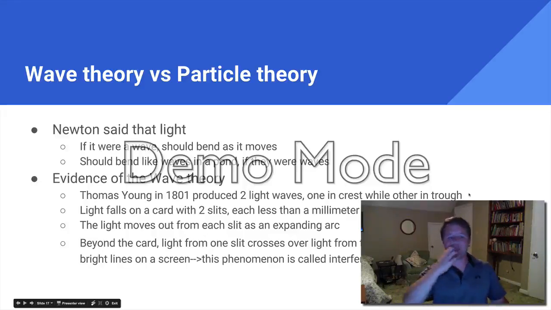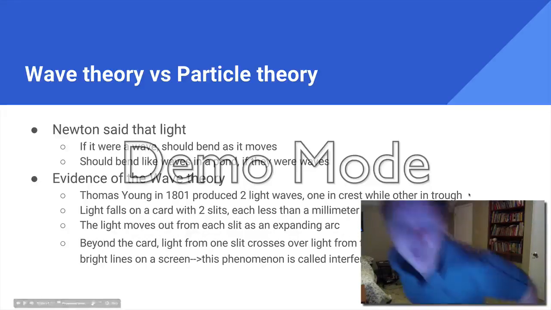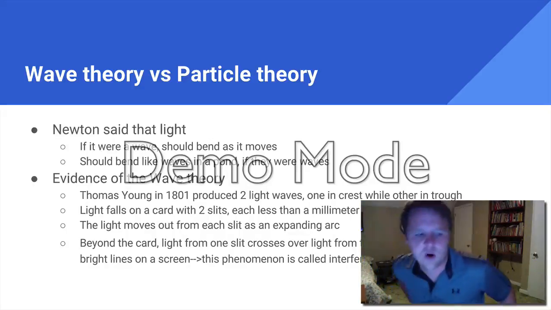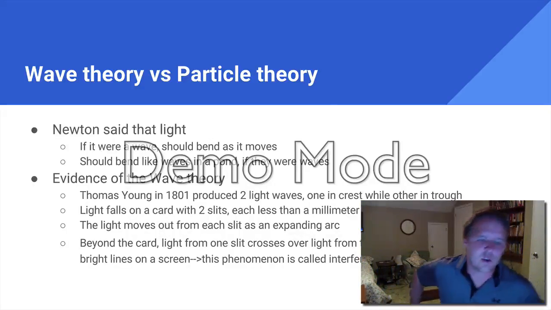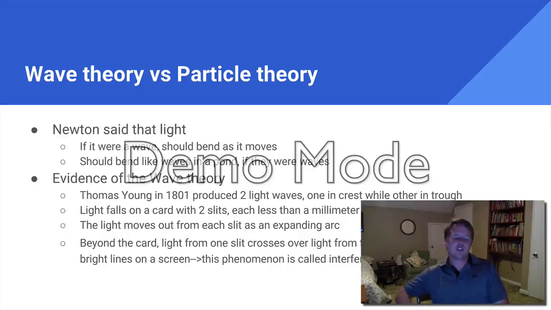So we had a big controversy here about 300-400 years ago. Newton kind of started it. Isaac Newton said that light, if it were a wave, should bend as it moves. It should bend like waves in a pond. So Newton was kind of for the particle theory, and he came out with some experiments on the side of the particle theory. There's evidence of the wave theory.